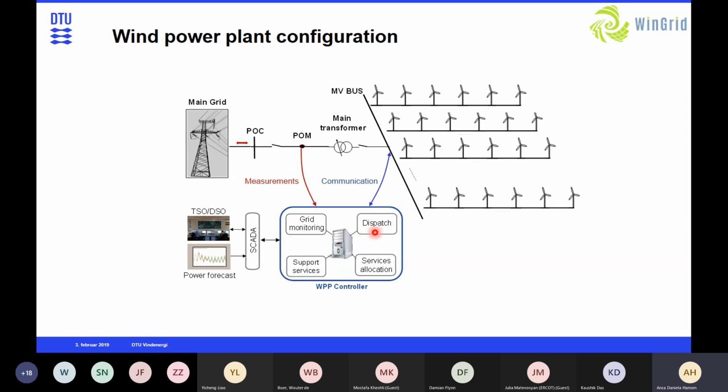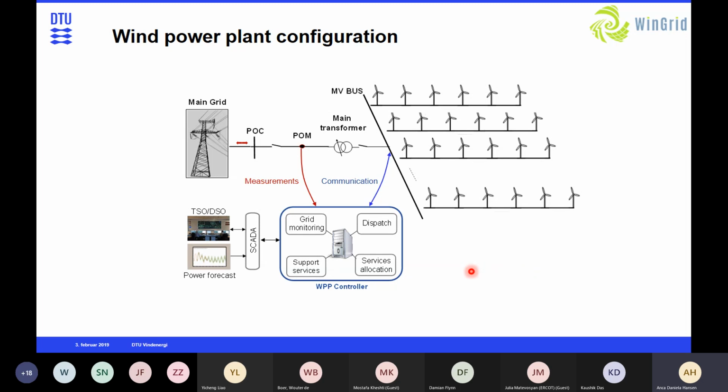Then there is also a dispatch block which distributes the individual power set points to each wind turbine, and these set points are generated based on the measurements, set points from the TSO, and also on the wind turbine conditions. If maybe one of the wind turbines is not running, the wind farm controller is getting information about that before defining the references for the wind turbines.